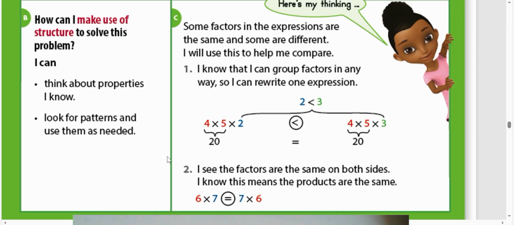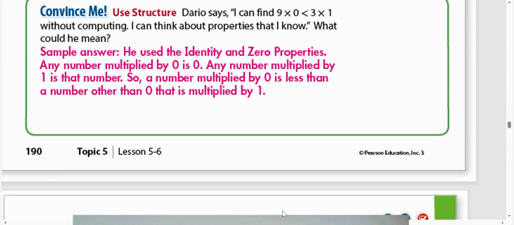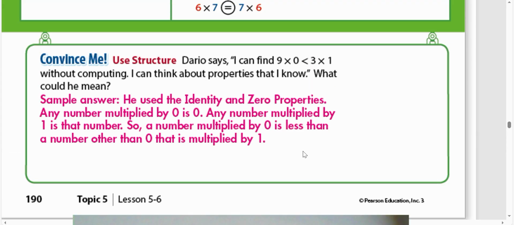Next page, we use here the distributive property. 6 times 7 equals 7 multiplied by 6. Explain now. 9 times 0 is less than 3 times 1 because 9 times 0 equals 0, which is less than 3 times 1. Without computing, I can think about properties that I know. What could he mean? The simple answer: he used the identity property. The identity 0 equals 0 and 1 here is the multiplicative identity.